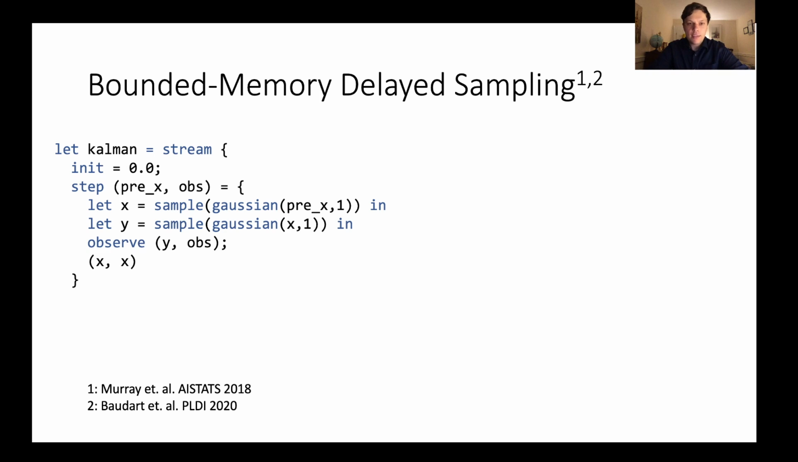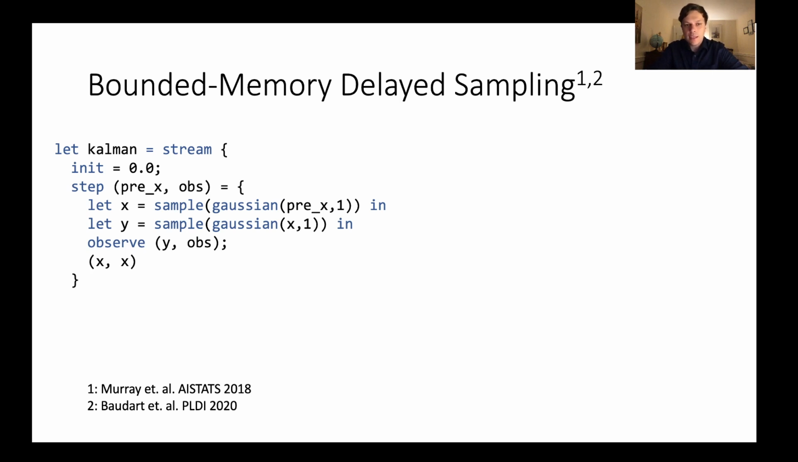So to discuss this in more detail, I want to be more concrete about a specific inference technique. So we're going to talk about delayed sampling. I'm going to run through how delayed sampling works on this Kalman filter example. This Kalman filter example specifies some initial state and then specifies a step function, which is what the inference engine is supposed to do at each time step.